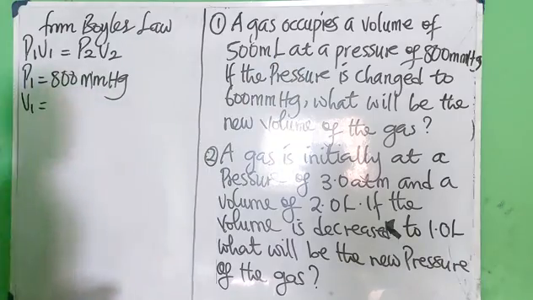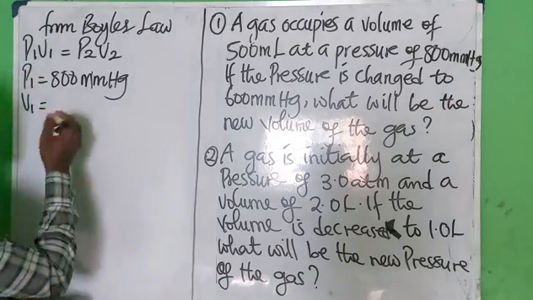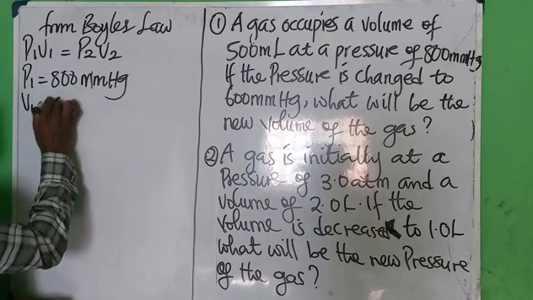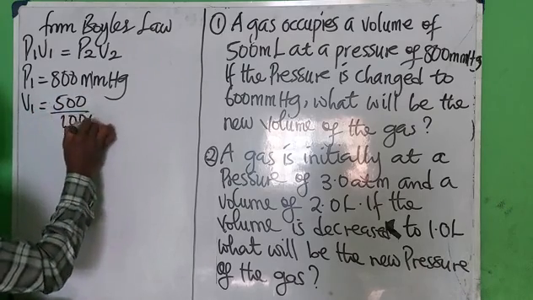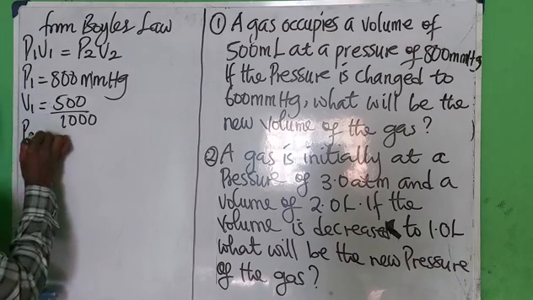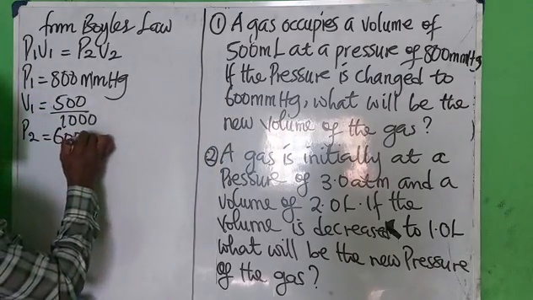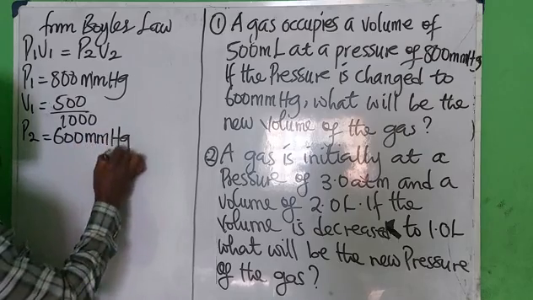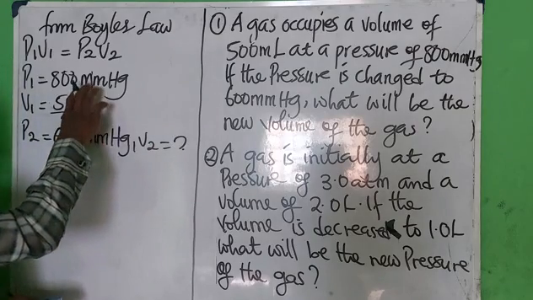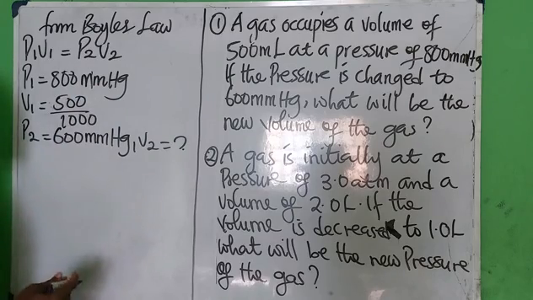So let's do that. If I must convert from milliliter to liter, what will I do? I'll divide by 1000. So I'll make my V1 to be 500 divided by 1000. I'll leave it because I don't want to solve in decimal. Then P2 from the question is 600 millimeter mercury. Was V2 given? No, it wasn't. Now you've brought out everything. So what do you do? Slot in your parameters then solve.